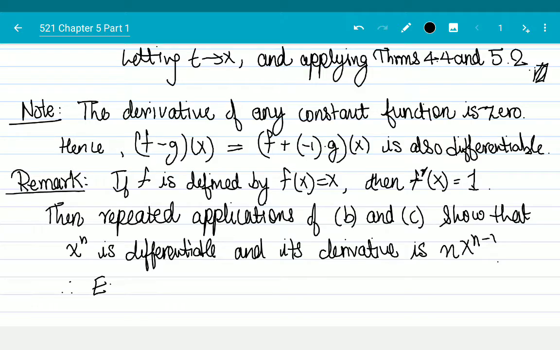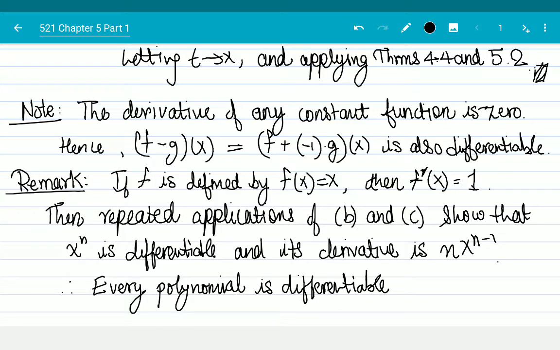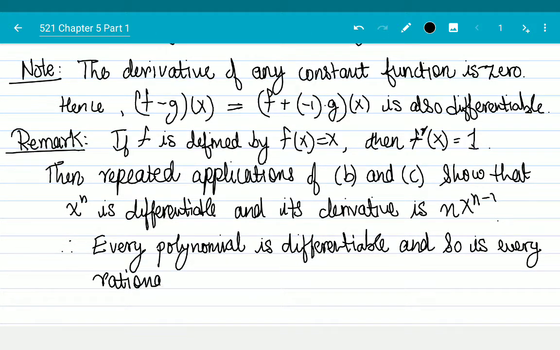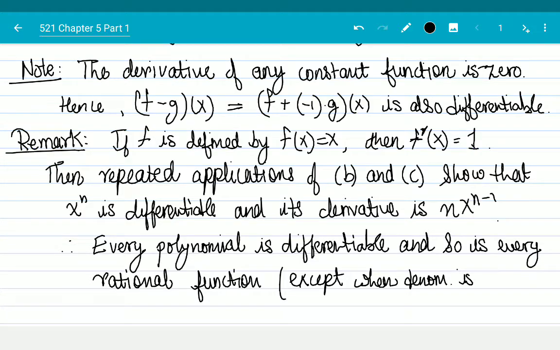Therefore, every polynomial is differentiable, and so is every rational function, well, except at points where the denominator is 0. Okay?